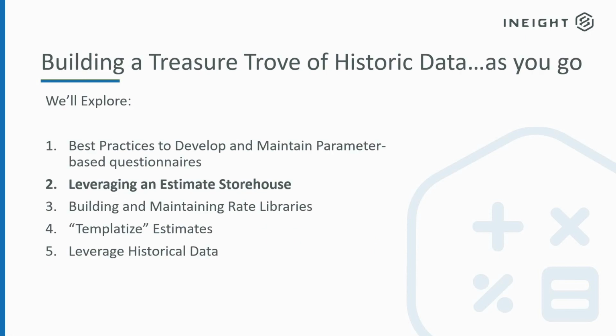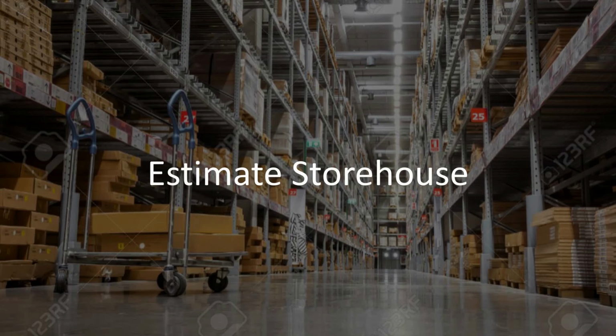So let's talk about the next bullet on our list here, and that's leveraging an estimate storehouse. So if you want to think about what we just saw, our cost item assemblies were almost like a production factory, right? We had some raw materials, which were our inputs, and we kind of poured those into the front end of that machine, and out the back end we got a really detailed estimate as a result of that.